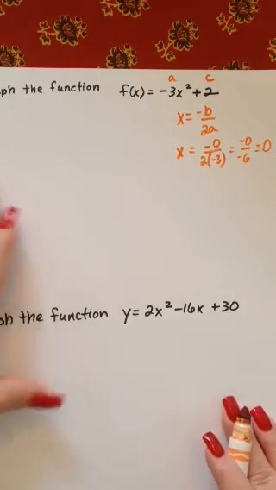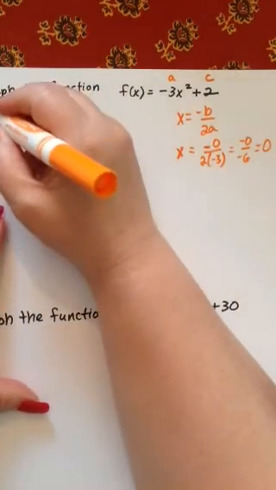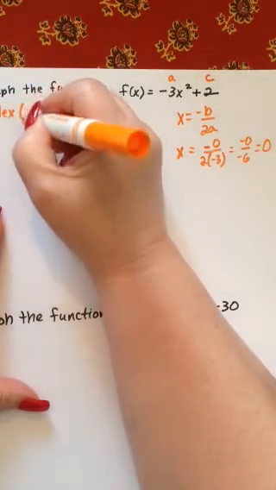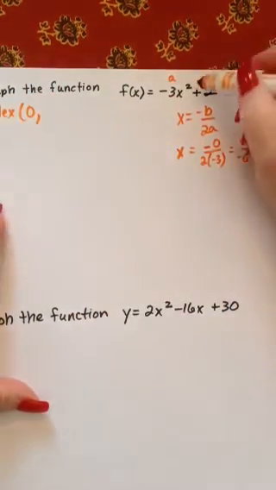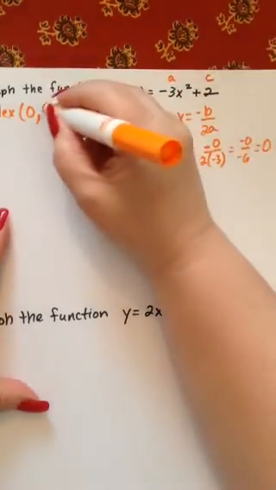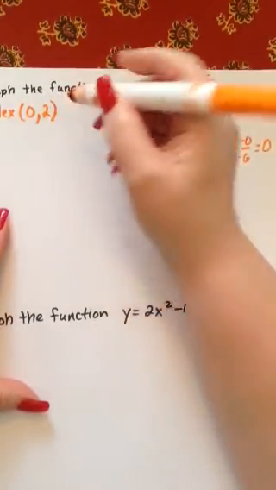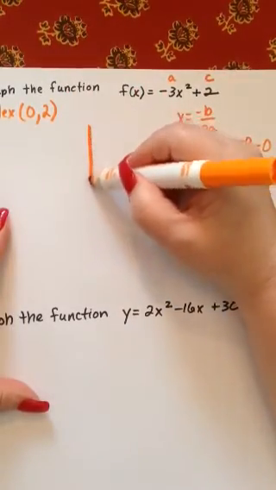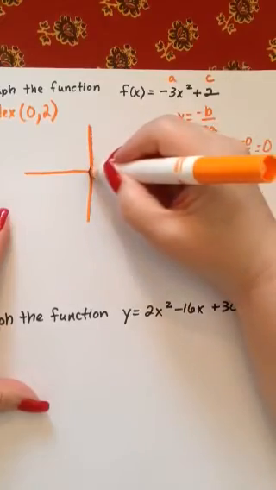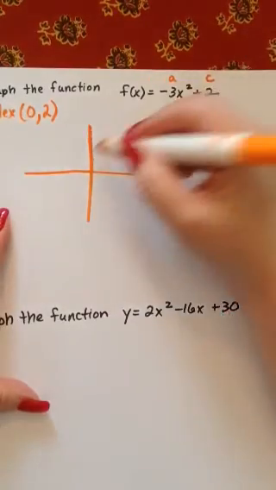The other word over here is graph. All right, so I already know that the vertex then is going to have an x coordinate of 0, and then its y coordinate must be 2, because if you let x be 0, y is 2. And they ask me to graph this. So over 0 and up 2.